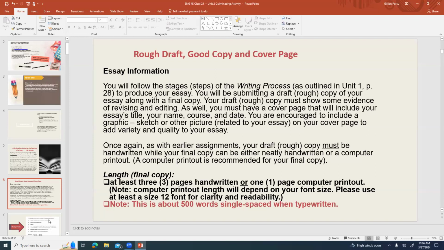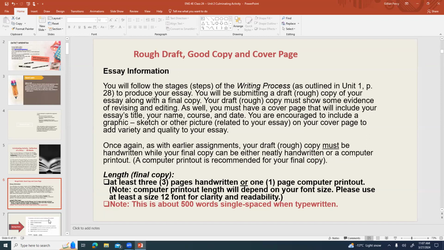Once again, as with earlier assignments, your draft must be handwritten while your final copy can be either neatly handwritten or a computer printout. A computer printout is recommended for your final copy. Not everybody is comfortable with computers, and that's fine. If you have nice, neat handwriting, I have no problem reading a handwritten one as well. Just make sure that it is nice and neat.